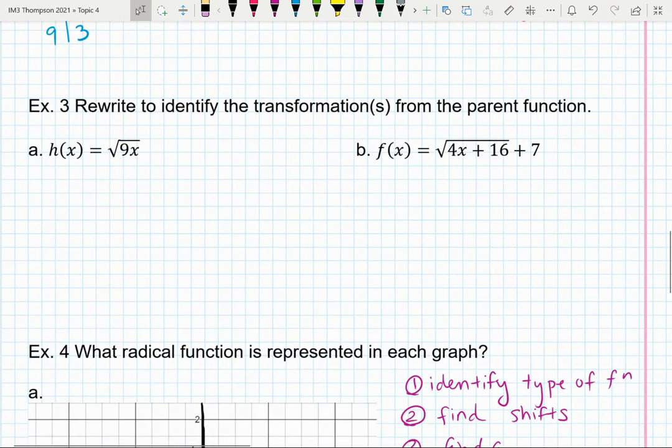So example 3a, pretty basic example here. I'll just give you a reminder that it is true that if I have the square root of a times b, I can rewrite that as the square root of a times the square root of b. And that's kind of what I'm going to use here.